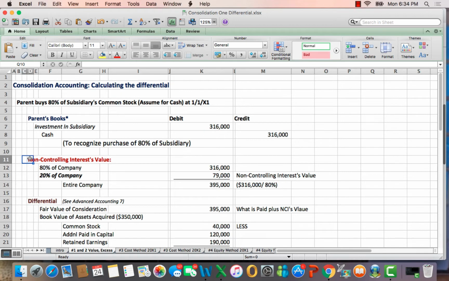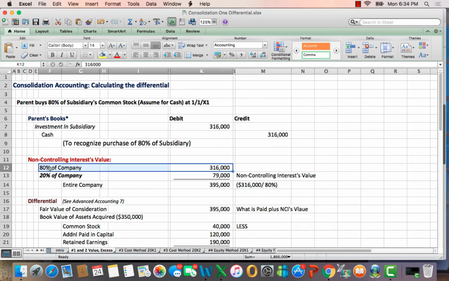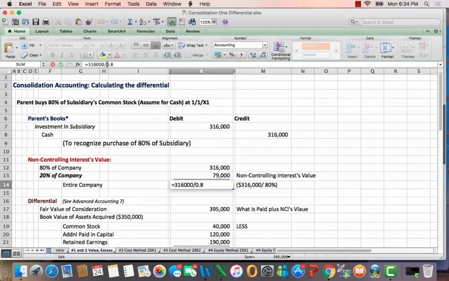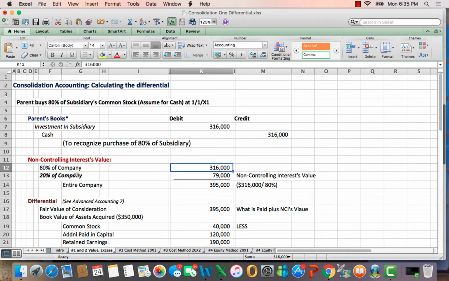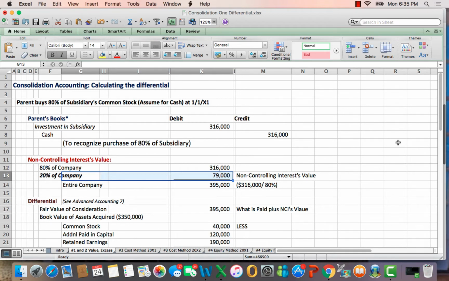Now, in many accounting questions on consolidations, you have what's called an NCI, a non-controlling interest, somebody who is a minority owner in the business. So in this case, the parent company bought 80% for $316,000, but that implies something. If you buy 80% of the company for $316,000, that means that the entire company is worth $395,000. And if you take the difference between that total and what the parent company bought, the remaining 20% of the company is worth $79,000. It's a common calculation in a consolidation problem.